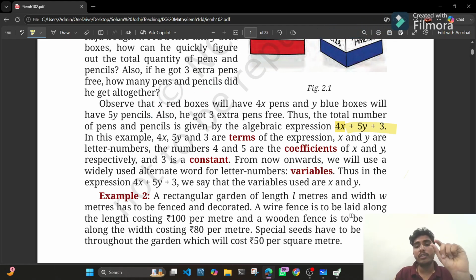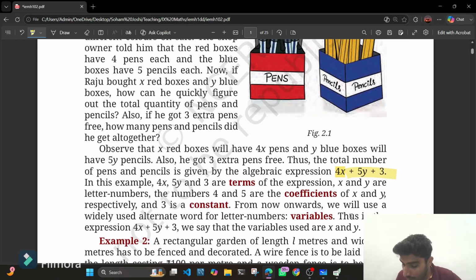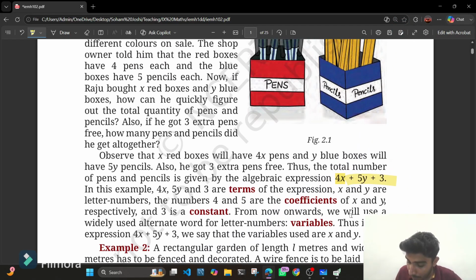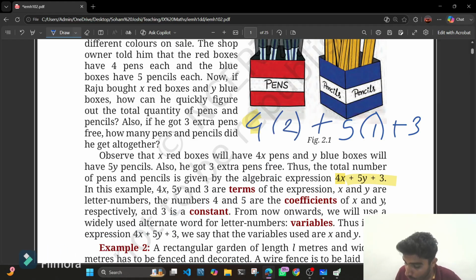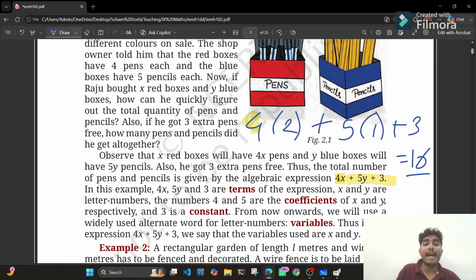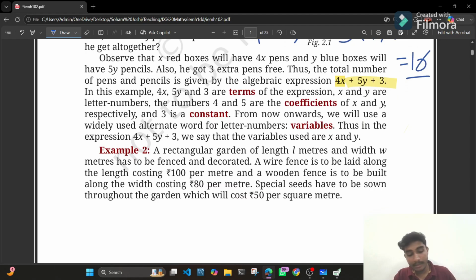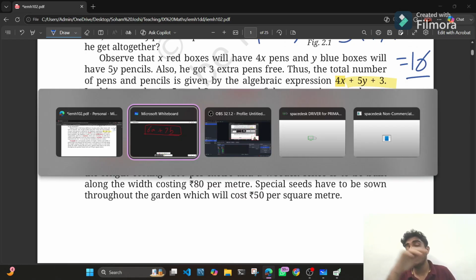So basically, if we put some number instead of x and y, then we get the total amount of pencils plus pens. So for example, if he buys 2 boxes of pens, put x is equal to 2, and if he buys only 1 box of pencils, then put y is equal to 1, and he got 3 extra pens. So this is our total count. So basically 4 twos are 8, 8 plus 5, 13, plus 3, 16. So in total he has 16 pencils and pens.